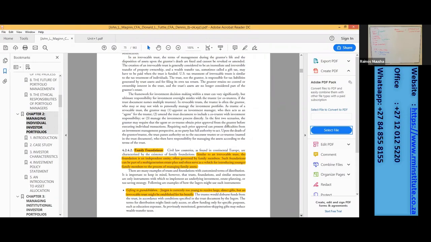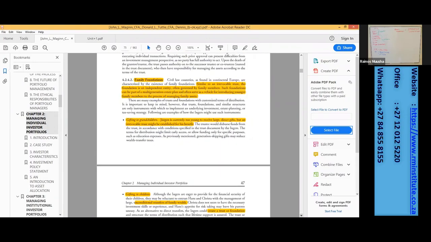Then another way that wealth can be transferred is through family foundations. And here they say civil law countries, as found in continental Europe, are characterized by the existence of family foundations. Similar to an irrevocable trust, the foundation is an independent entity often governed by family members. Such foundations can be part of a multi-generation estate plan and often serve as a vehicle for introducing younger family members into the process of managing family assets.